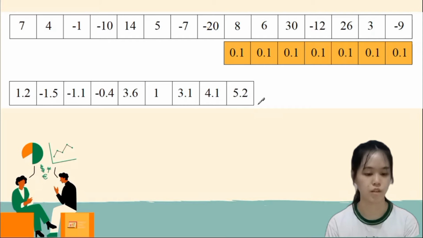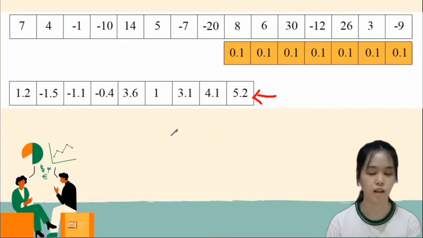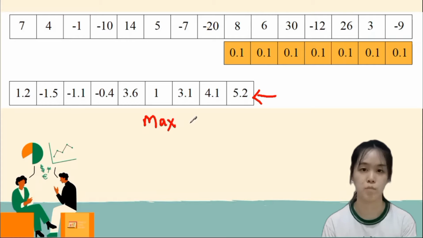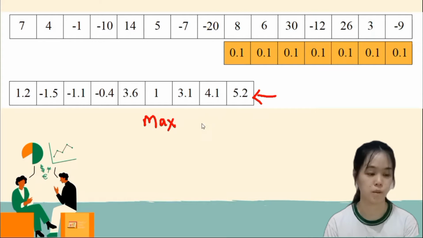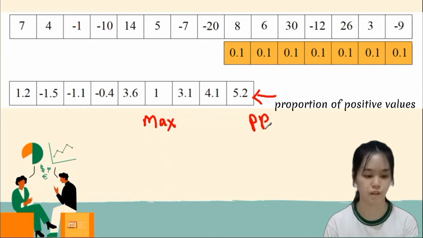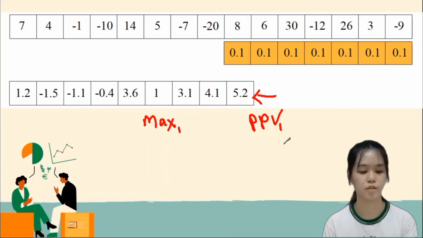Now we have the resulting vector. The next step is to take the aggregate features. We will take 2 aggregate features. The first one is the maximum value, like global max pooling in deep learning. The second one is called the proportion of positive values. I set the index 1 here because we are taking the features out of the first kernel.